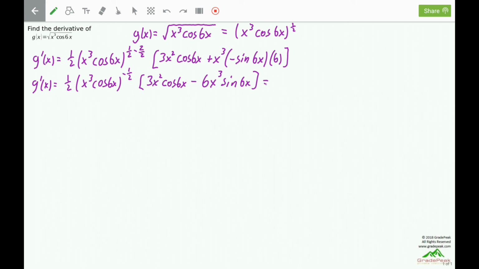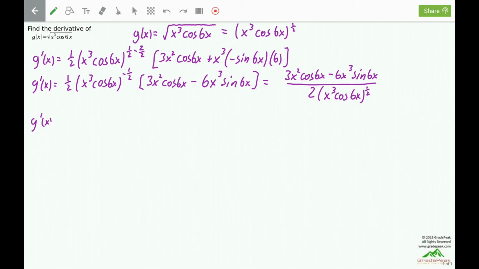The next thing to do is to move the negative exponent to the denominator. That means it'll move down there with that 2. And everything else is in the numerator. The numerator is 1 times that quantity in the square brackets. Anything times 1 is itself, so I will really just have the 3x squared cosine of 6x minus the 6x cubed sine of 6x, all divided by, and the 2 is in the denominator with this move down, which will make it a positive 1/2 power.